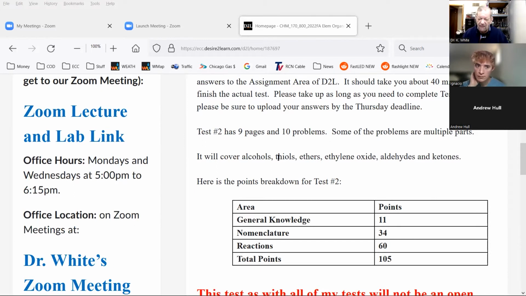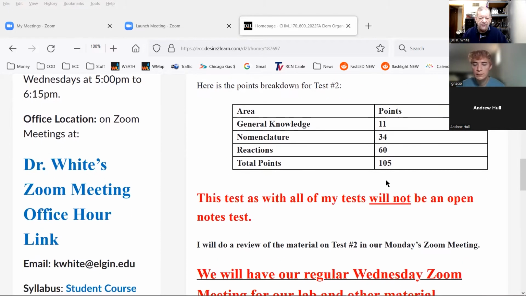Some of the problems are multiple part. It covers alcohols, thiols, ethers, ethylene oxide, aldehydes, and ketones. The points breakdown: 11 points general knowledge, nomenclature 34. Remember, there are 2 types of nomenclature question. Here's the molecule, give the IUPAC name. And then here's the name, both common and IUPAC, draw the structure.